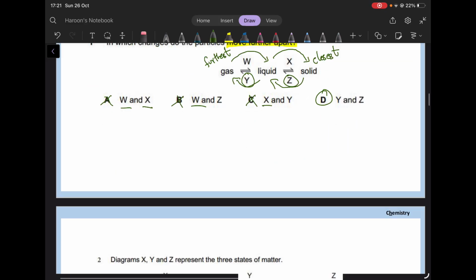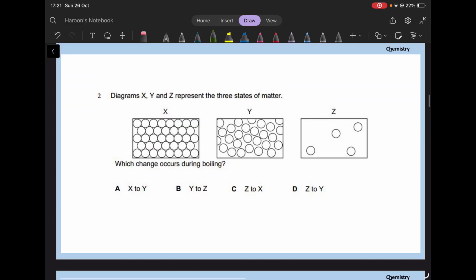D is the answer. Next question: the diagrams X, Y, and Z represent three states of matter. This would be the solid state, regular pattern. This would be the liquid state, and this would be the gaseous state. Which change occurs during boiling? Boiling is your conversion from liquid to a gaseous state. Liquid to gaseous, that is your boiling. So Y to Z basically, so that makes B the correct answer.